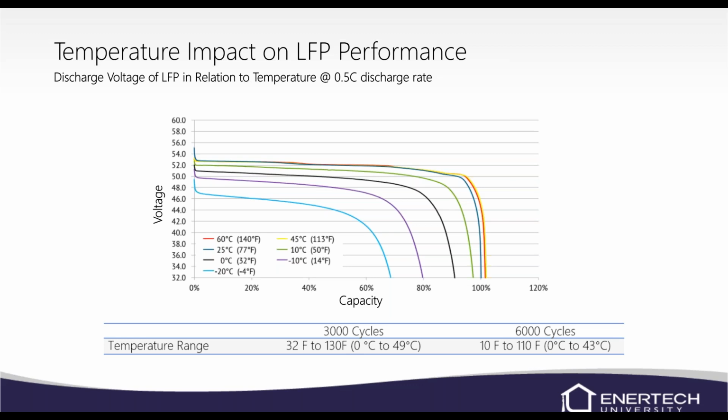That's better than the Tesla batteries, which are 32. They do go up to 130, but 32 is when they start getting a lower discharge or capacity rate on those batteries.